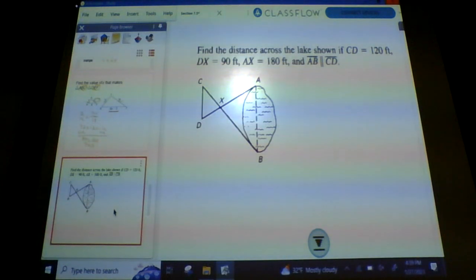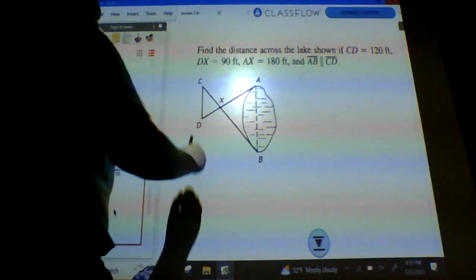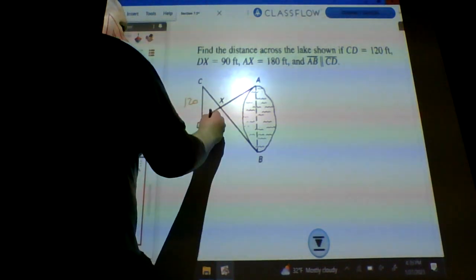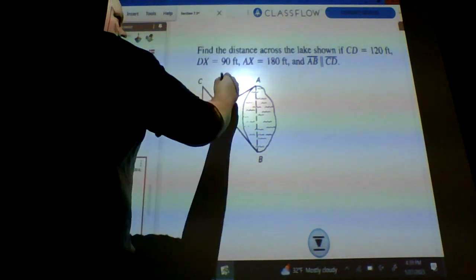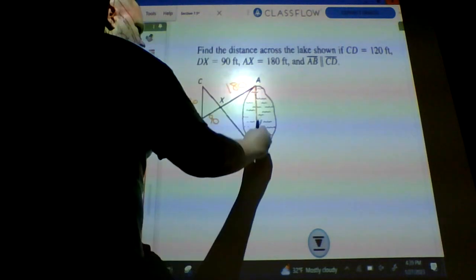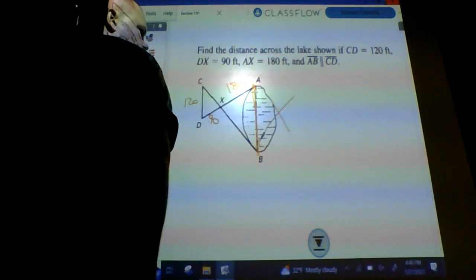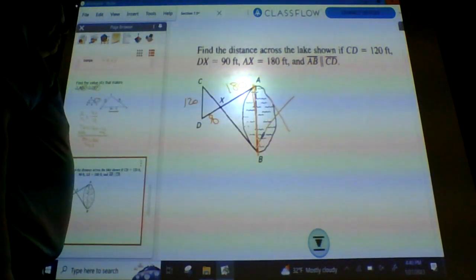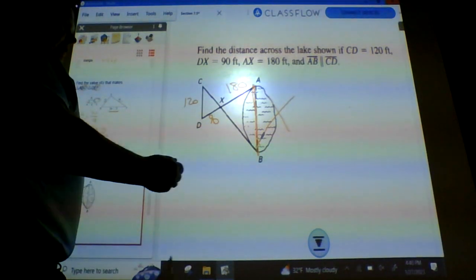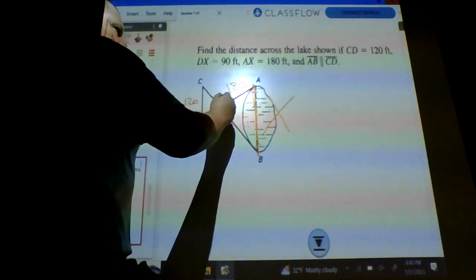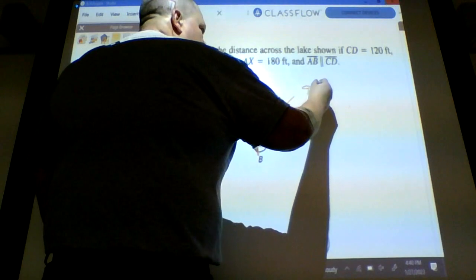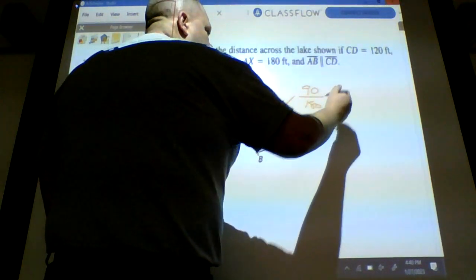Okay, find the distance across our lake shown if CD is 120 feet, DX is 90, AX is 180, and I'm trying to find this distance here from A to B. So that's going to be my giant X. Now, if I compare my pieces, the 90 here is on a slant with 180. So I'm going to go with 90 over 180.